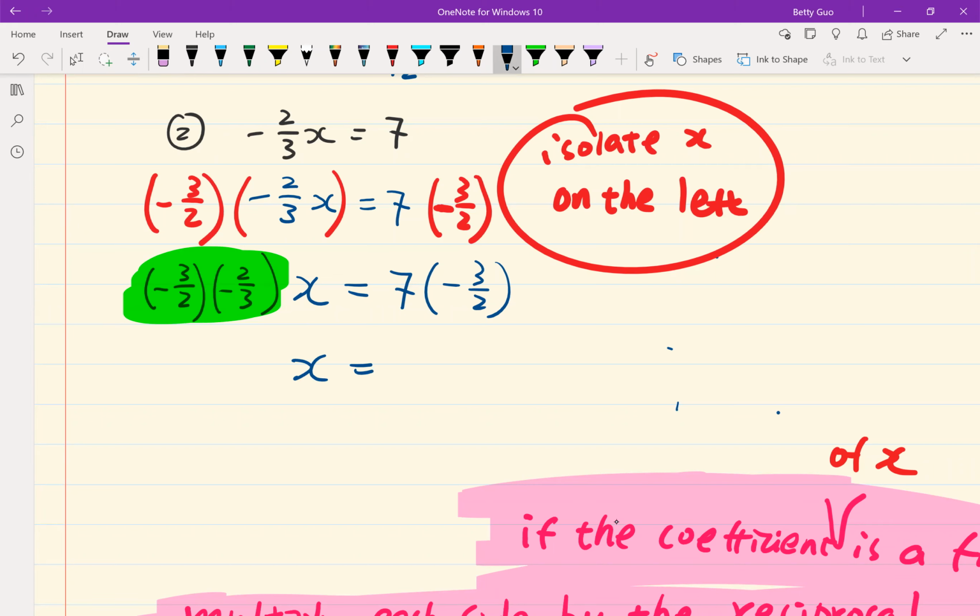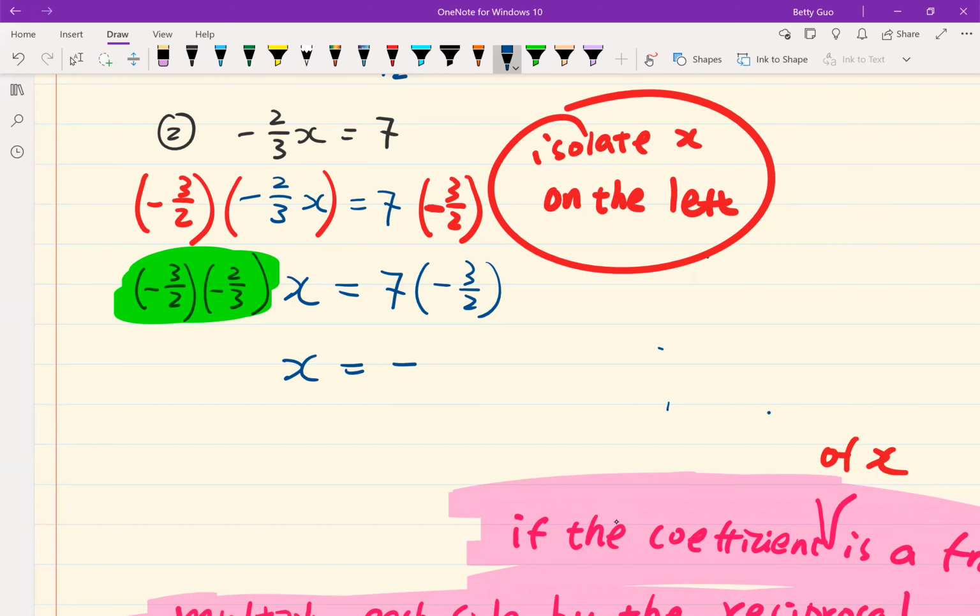On the right-hand side, we have 7 times, again, by the way, this is another 7 minus 3/2, okay? This is 7 times negative 3/2. We determine the sign first. Positive times negative. Do you have a positive or negative? So you put a sign here first. And then you have 7 times 3/2.